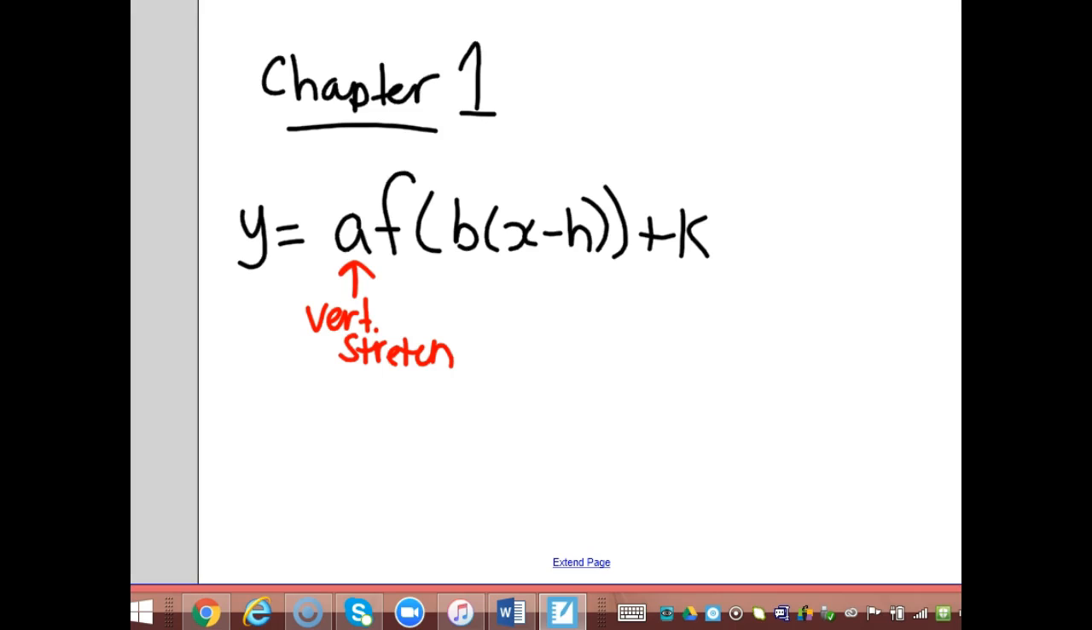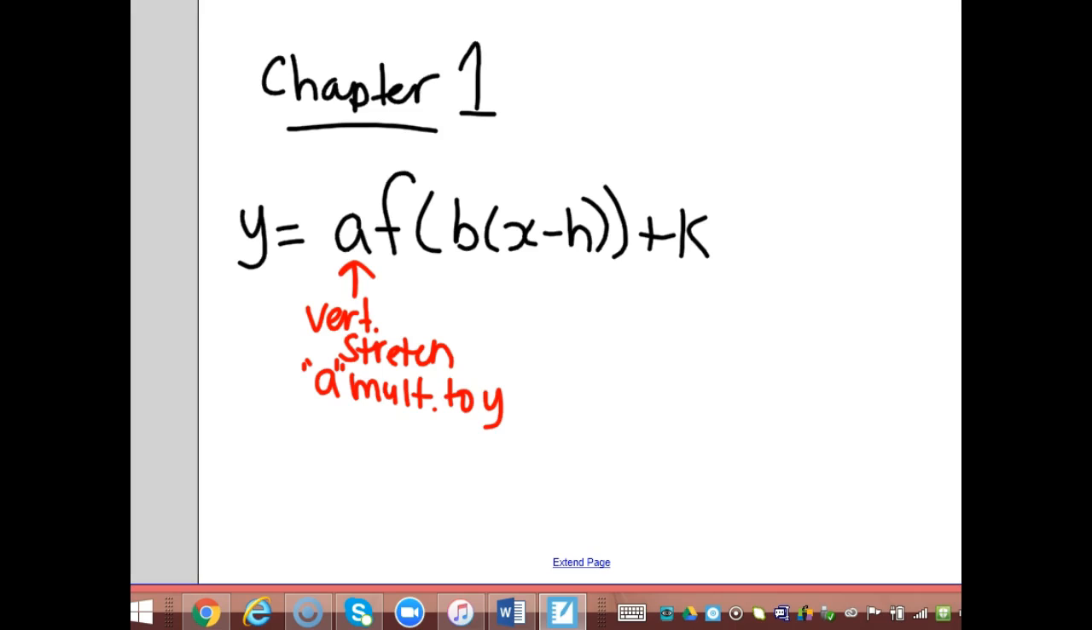Vertical stretch is taking your y values and multiplying them by whatever A is, right? So it'll be, or maybe I should say A multiplied to y.